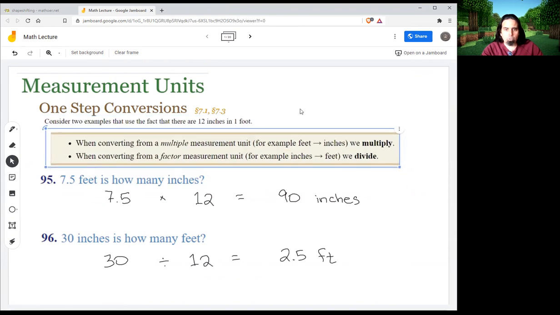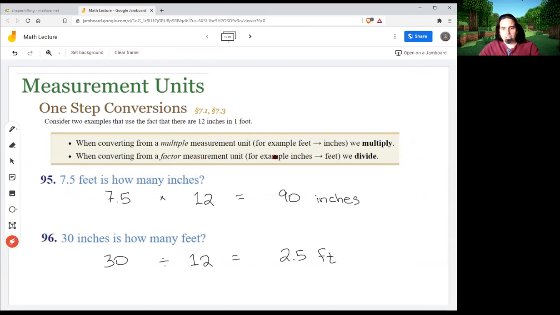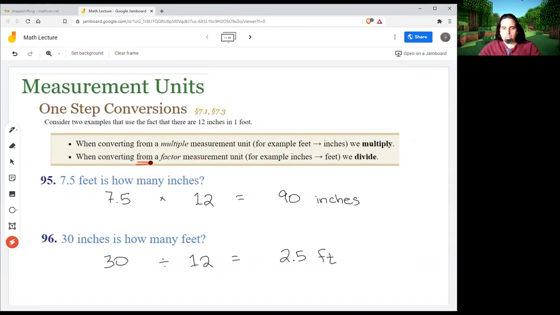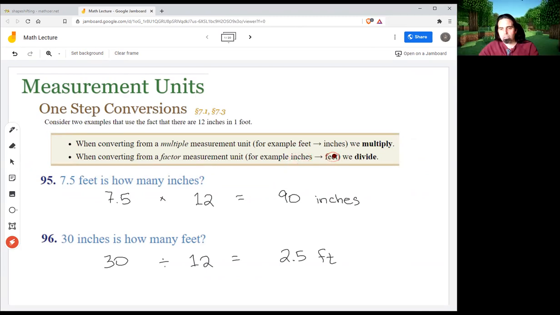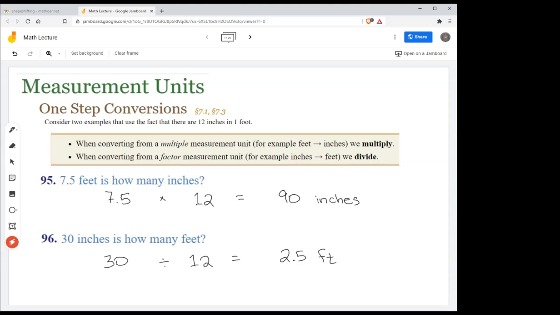When we're converting from a multiple measurement unit, so feet, and it's multiples of the inches, then we multiply, because multiple and multiply. If we're converting from a factor measurement unit, inches are a part of feet, they're like a factor of feet, then we divide, because when we think about factors, we think about division. Make sense? Yes.